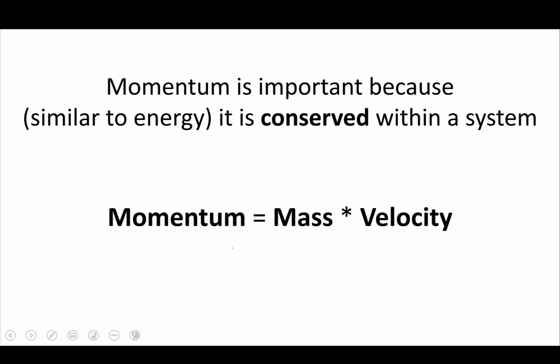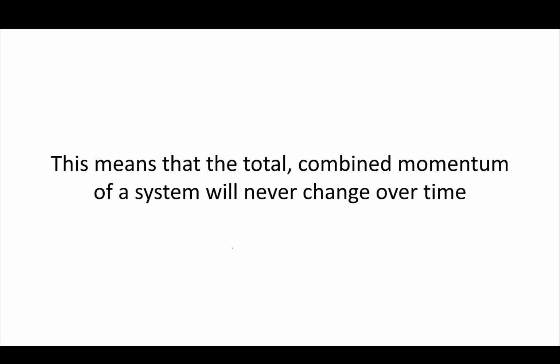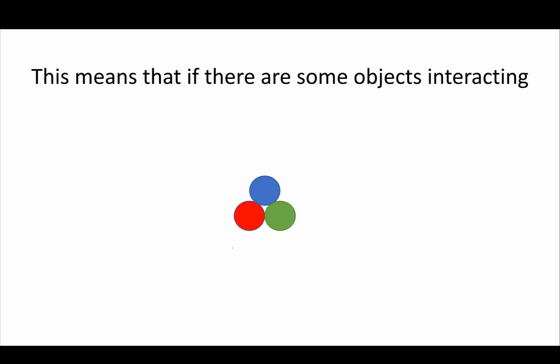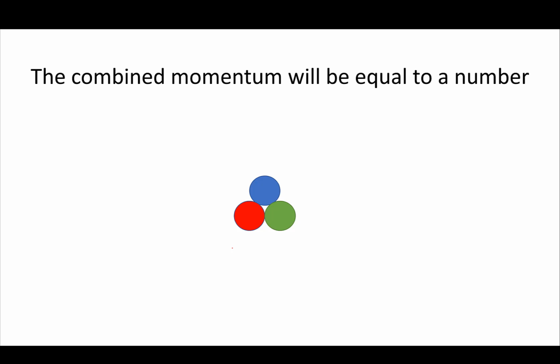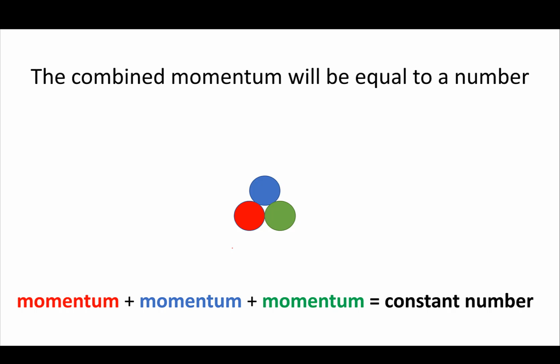Momentum is important because, similar to energy, it is conserved within a system of interacting objects. That means that the total combined momentum of a system will never change over time. And that means that if you have some objects interacting, like for example a red, green, and blue object, their combined momentum will always be equal to the same number. So if at any single point you take a snapshot of your system and you add up all of the objects' momenta, then you will get the same constant number.